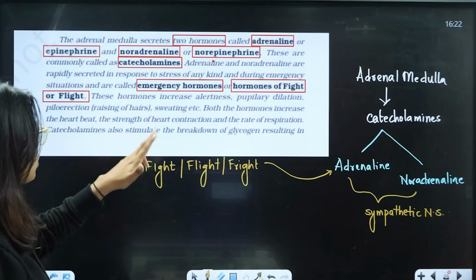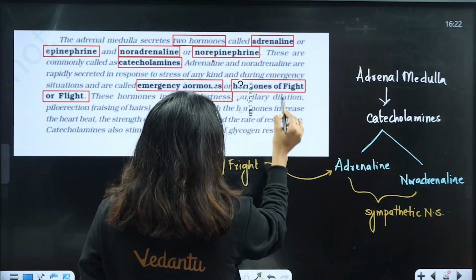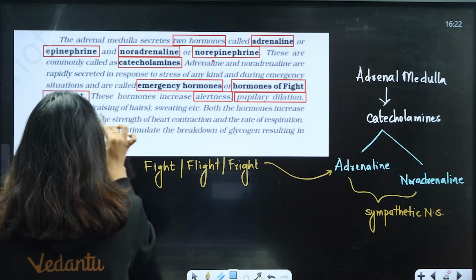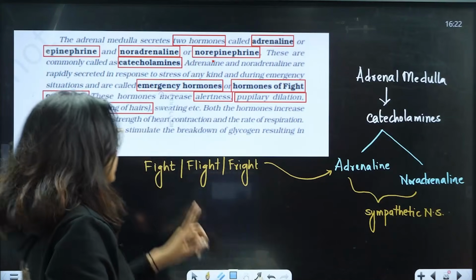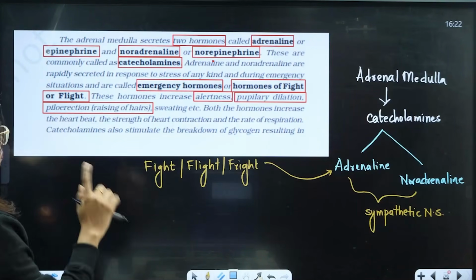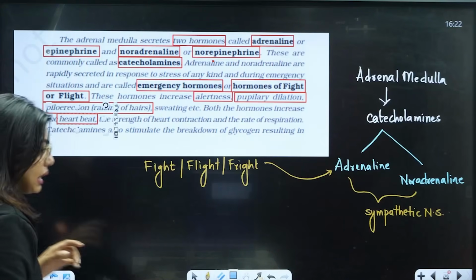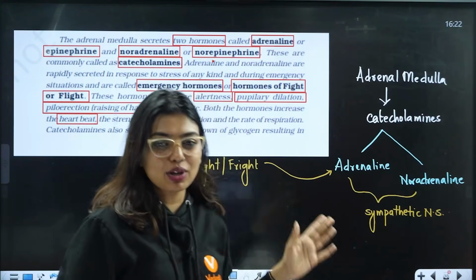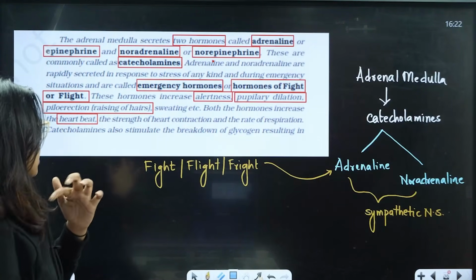These hormones increase the alertness, and cause pupillary dilation, piloerection, which means your hair stands on end, and sweating. Both hormones increase the heartbeat. All of you would have felt it; on May 3rd again you're going to feel your heartbeat increase, and that is because of this. They also increase the strength of heart contraction and the rate of respiration.